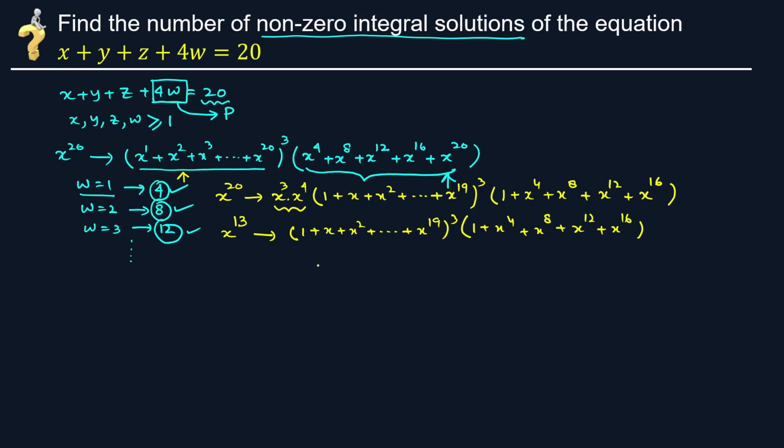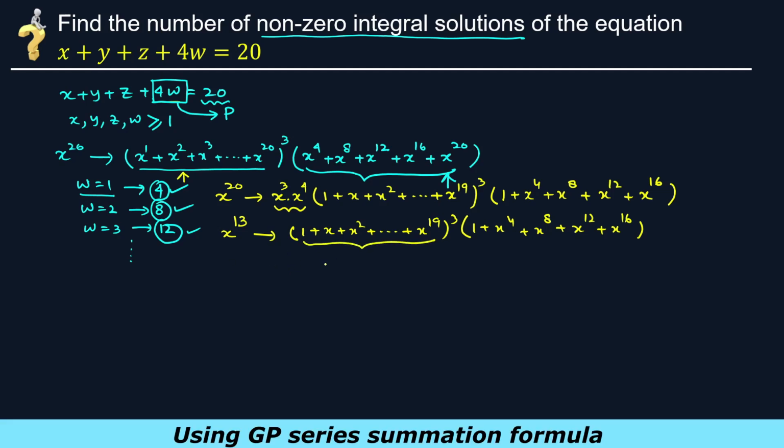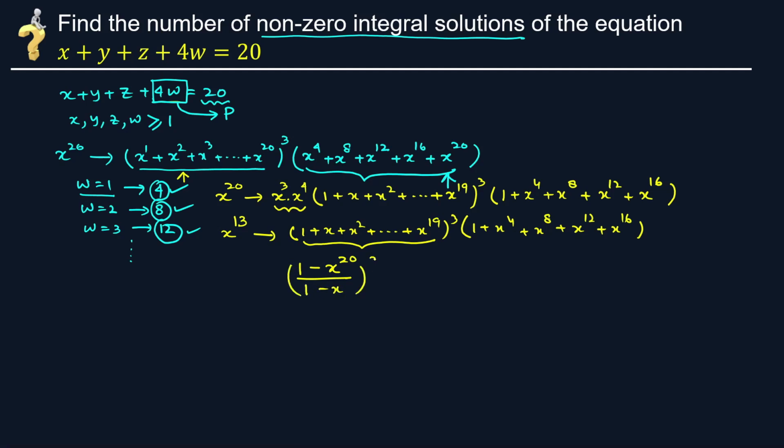Now let's see. This is a GP series. So let me just use my GP formula. It will be 1 minus x to the power, how many elements are there? There are 20 elements or 20 terms. So it will be (1 minus x to the power 20) divided by (1 minus x) whole cube into this whole thing. So this is coming like what?